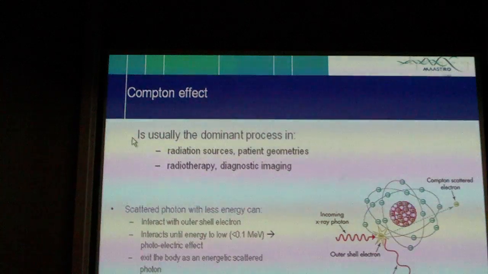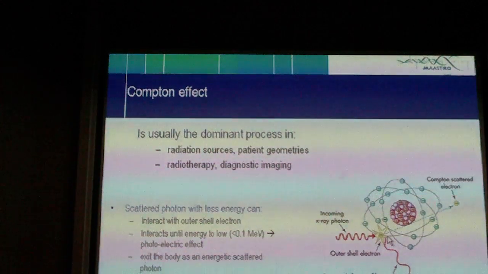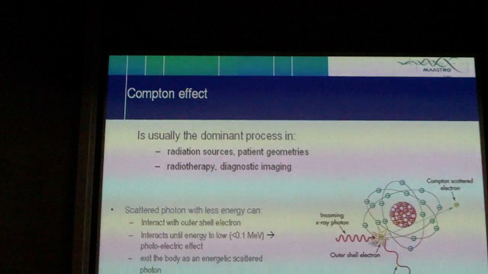So the Compton effect is usually the dominant process within radiotherapy. It's used for radiotherapy and for imaging. And how does it work? You have an incoming photon, depicted over here. It hits an outer shell electron. This is the atom with its electrons in different shells. So this incoming photon hits this electron, which is located at the outer shell of the atom. You get the formation of a scattered photon with somewhat less energy in a different direction, and you get the kicking out of an electron, which is called a Compton electron.